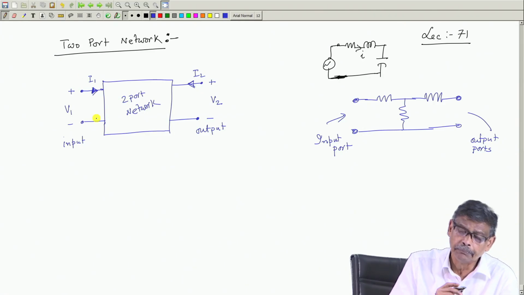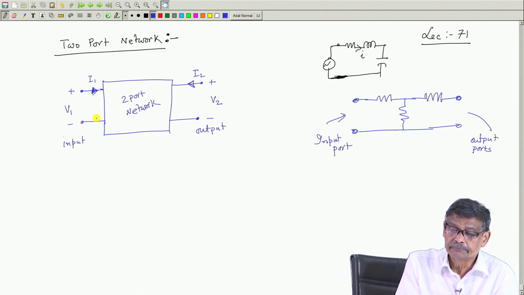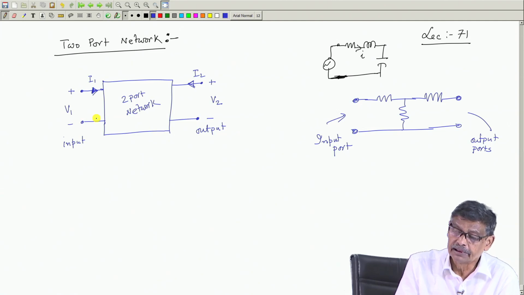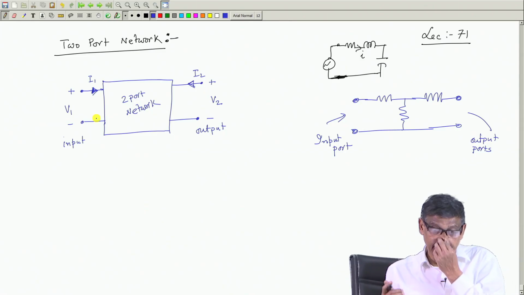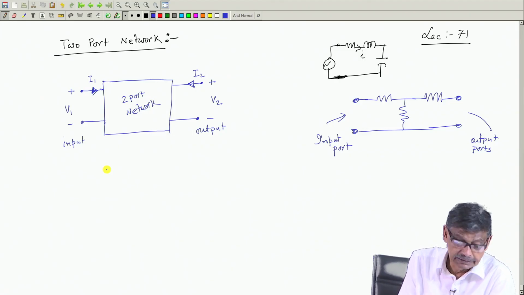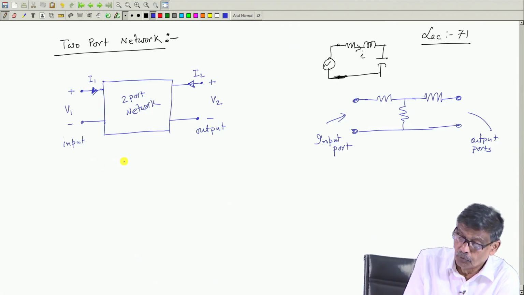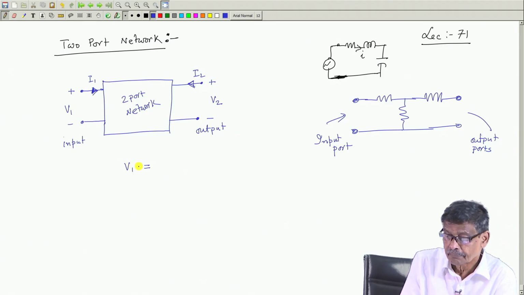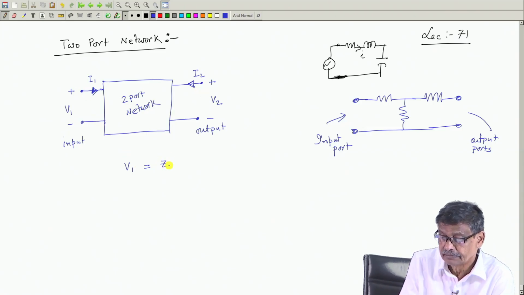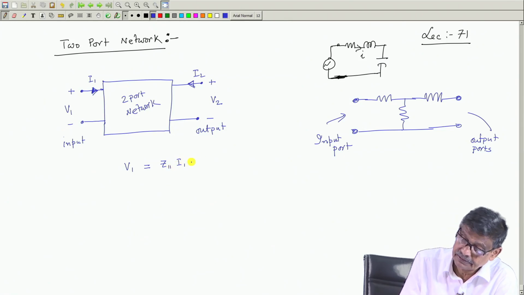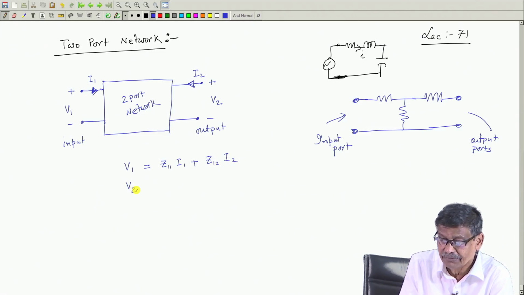Now, what people do is this, they try to relate this V 1, I 1 and V 2, I 2 in some algebraic form of equations. For example, I will say that the voltage V 1 can be expressed in terms of the currents, that is Z 11 I 1 plus Z 12 I 2. Similarly, V 2 I will say is equal to Z 21 I 1 plus Z 22 I 2.